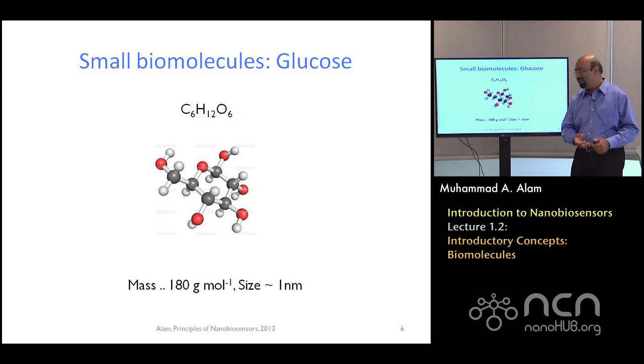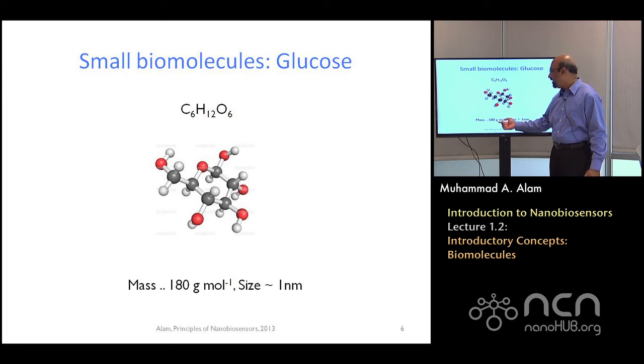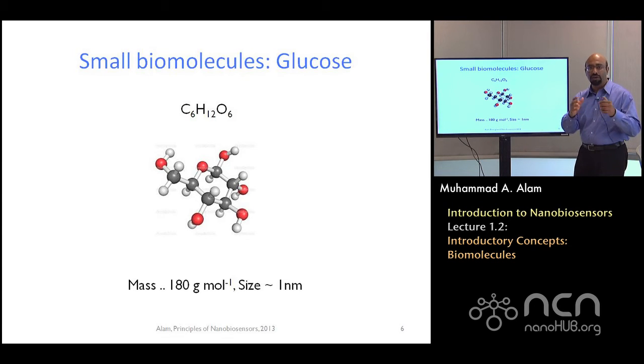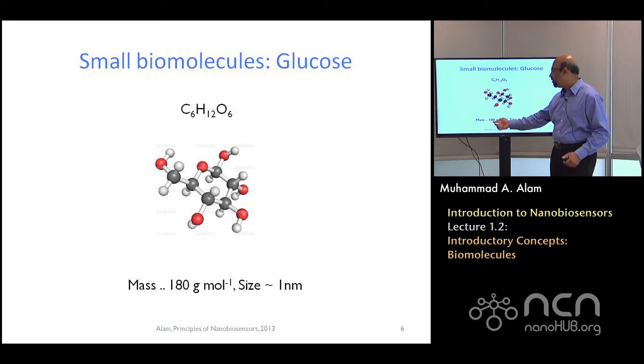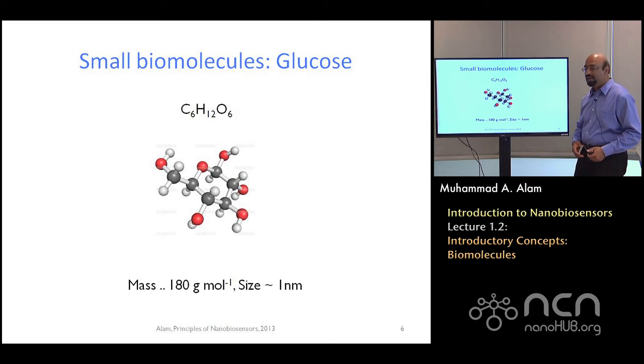Relatively lightweight molecule. It's 180 grams per mole. So an Avogadro number, 6 times 10 to the power 23 molecules, contains about 180 gram of glucose. And the size, as I mentioned before, is 1 nanometer.